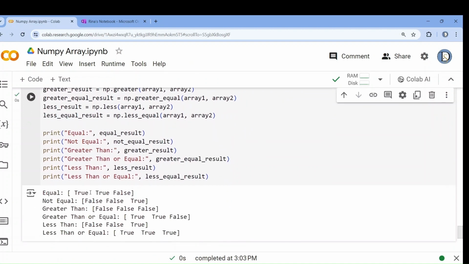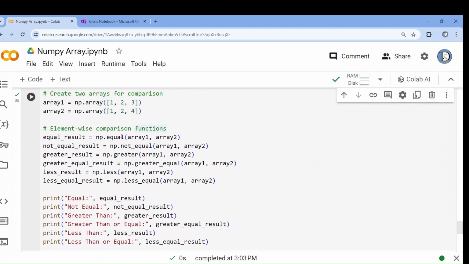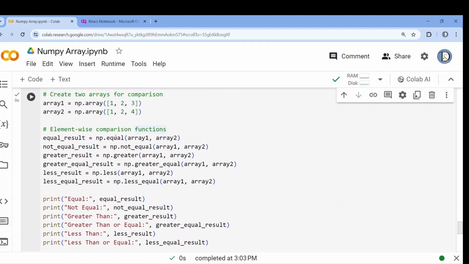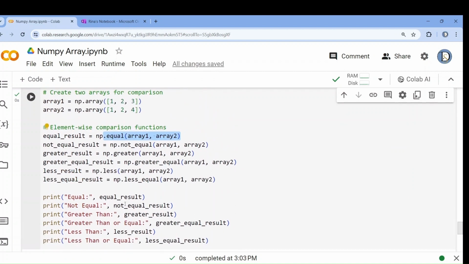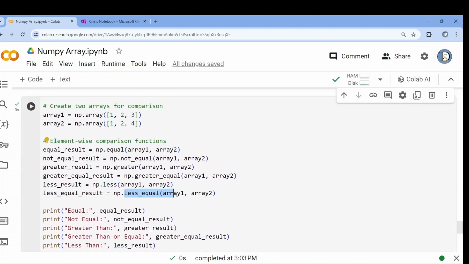This is very, very simple. It will give you some boolean values, whether equal or not equal. Here I have just checked np.equal array 1, array 2. So 1 1 equal, 2 2 equal, 3 4 not equal. That means true true false. Clear. Here you can check less equal.